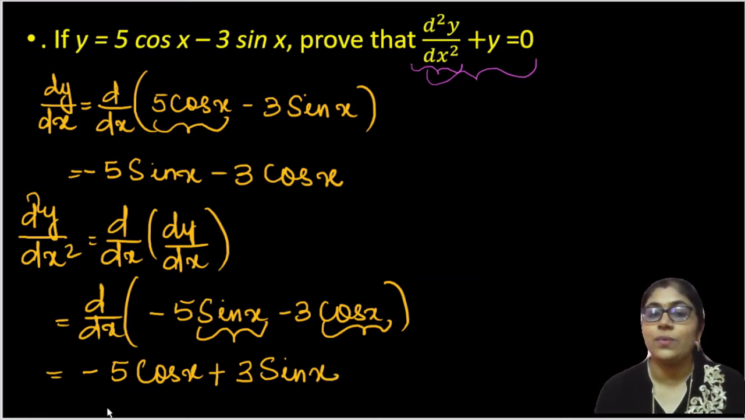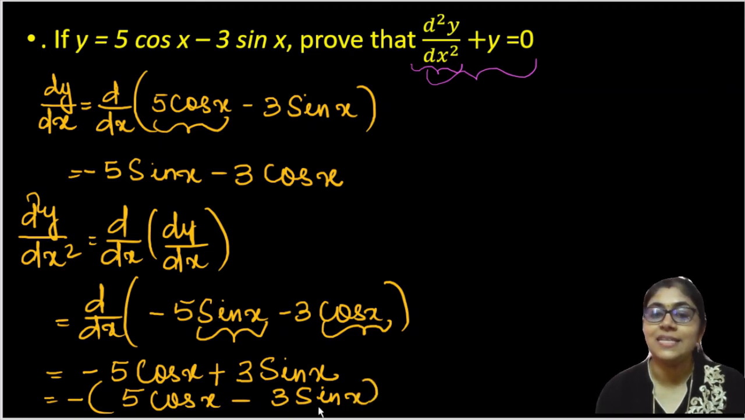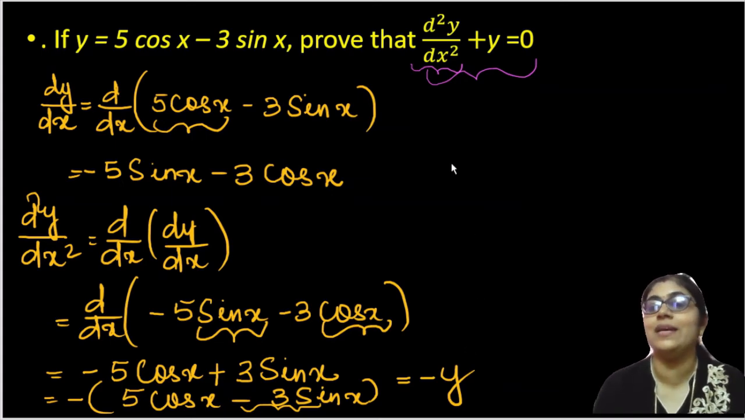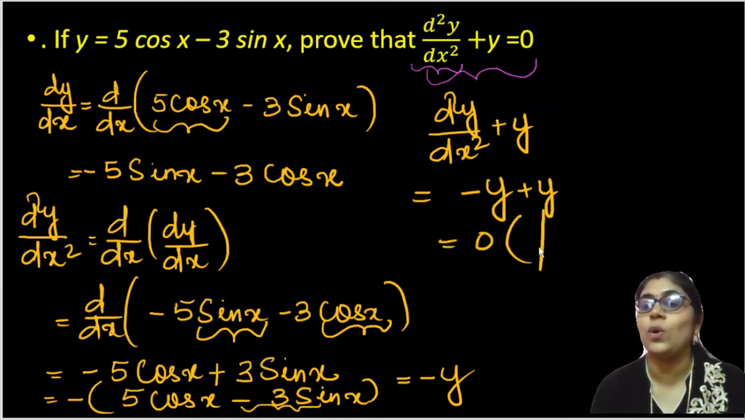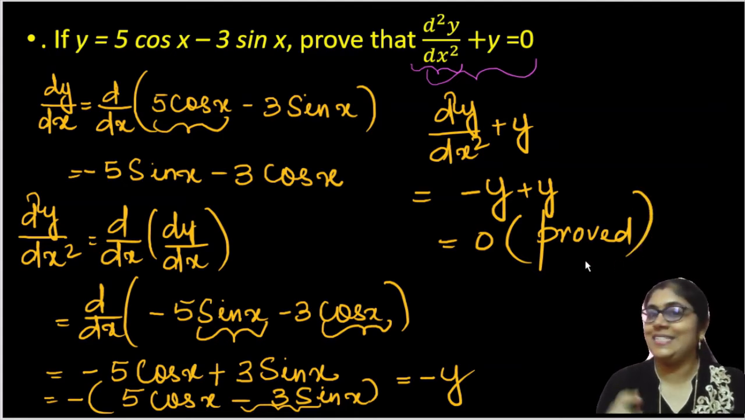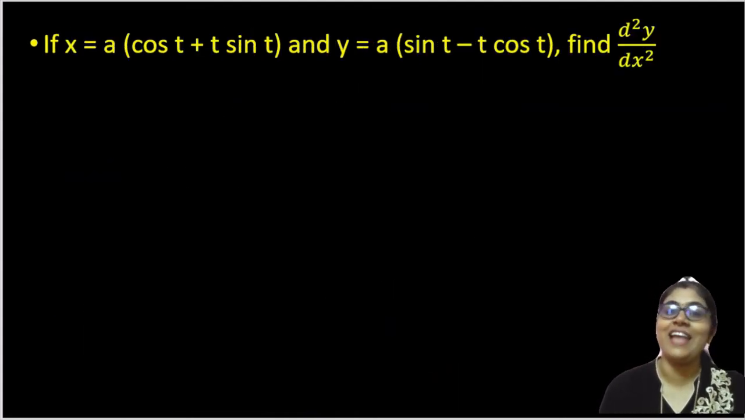So this is equal to minus of 5 cos x minus 3 sin x. And this is equal to y. So this is equal to minus y. So d square y by dx square plus y is equal to minus y plus y equals 0. So our question is proved. Isn't it easy? I hope you are enjoying the video.